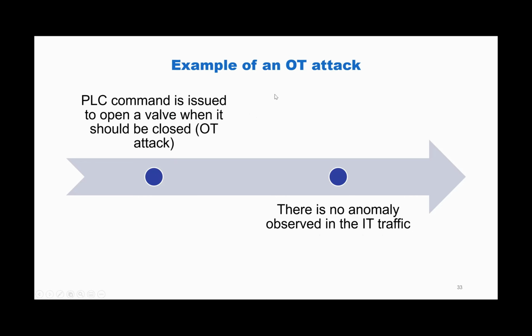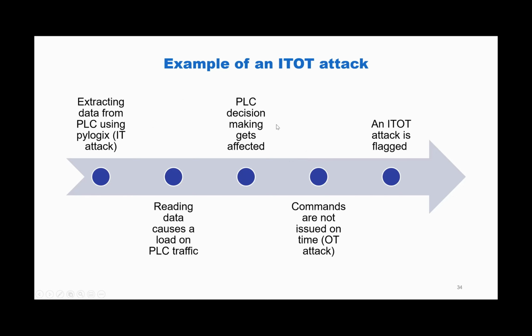An example of an OT attack would be a PLC command issued to open a valve when the valve should ideally be closed. So this is an OT attack. There is no anomaly observed in the IT traffic. If you monitor the OT traffic, you might see a tag change its value when you scan for specific information. So this is an example of an OT attack because there's an actual physical impact on an OT component, a valve in this case.